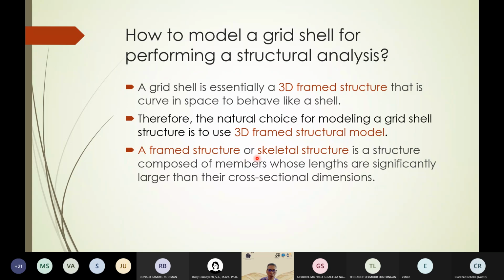A frame structure, or the other name, skeletal structure, is a structure composed of members whose lengths are significantly larger than their cross-sectional dimensions. This is the definition of a frame structure. So actually, what is a grid shell? A grid shell is just a 3D frame structure. Okay.